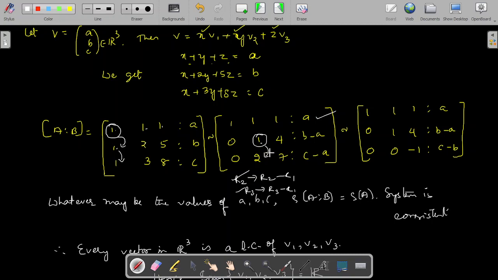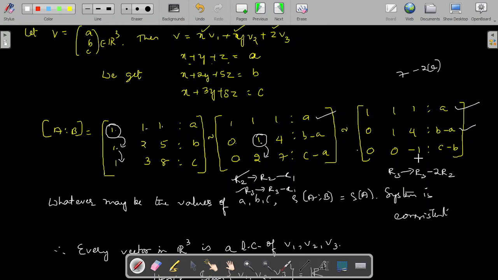So, it is not 0 now. How to make it 0? R3 changes to R3 minus 2 into R2. No change in the first row, no change in the second row, but the third row changes: 0 minus 0 is 0, 2 minus 2 is 0, because R3 minus 2 into R2.